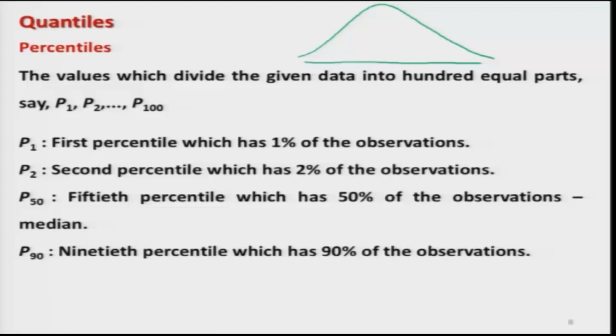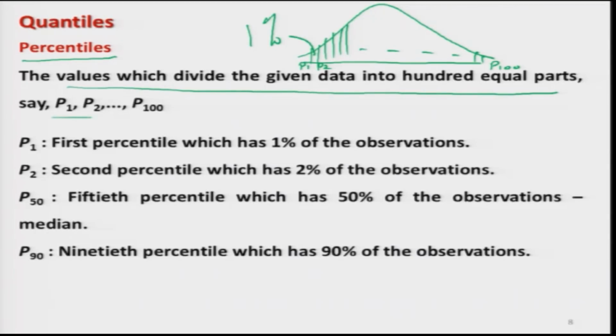Now, similarly, in case I divide the total frequency into 100 equal parts, suppose this is my frequency graph, and I make here 100 partitions. So, 100 partitions means every partition will take care of 1% of the total frequency. So, here they are denoted as P1, P2, and the last one will be P100. So, the percentiles are the values of quantiles which divide the given data into 100 equal parts, and they are denoted as P1, P2, up to P100.